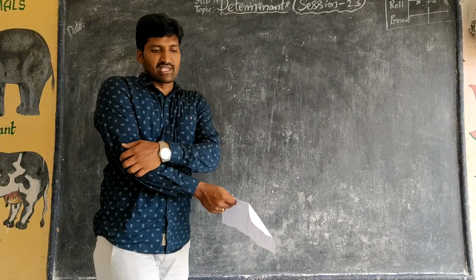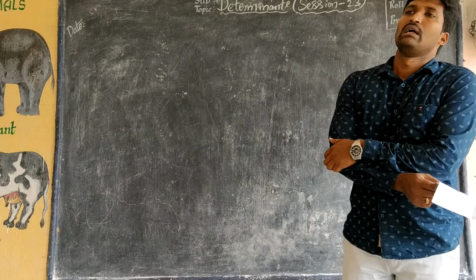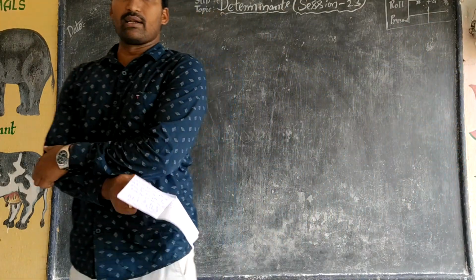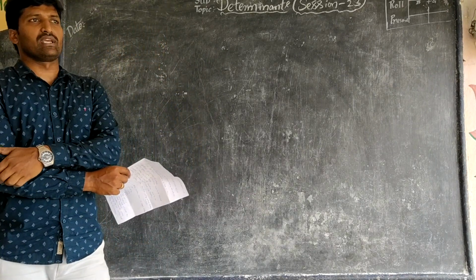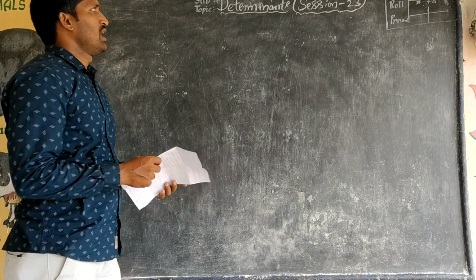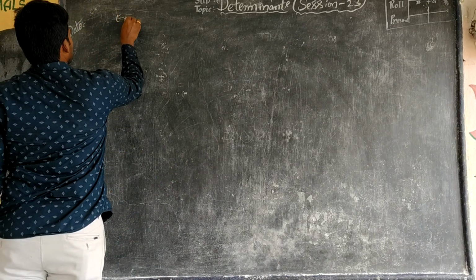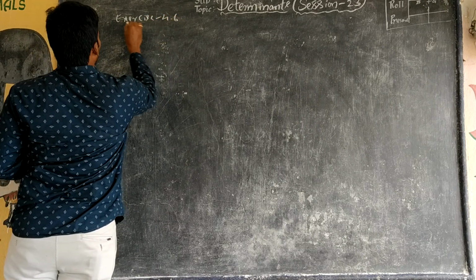Now in the previous session we discussed the matrix method concept and some examples for 2 variables and 3 variables for finding the solution of linear equations. Now we will continue. Today we will discuss exercise 4.6.